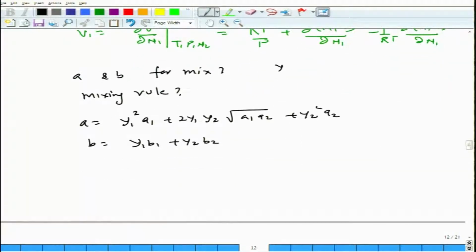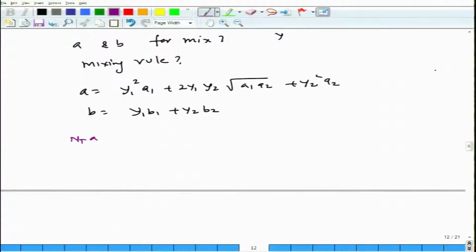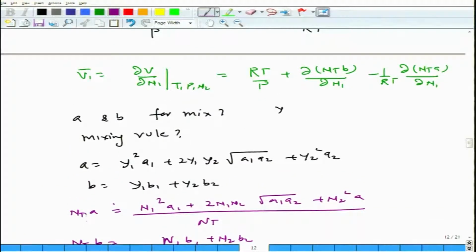Now, I can actually make use of this expression and calculate NT A and NT B. So, I can write NT A as N1 square A1 plus 2 N1 N2 A1 A2 plus N2 square A2, divided by NT, and NT B is N1 B1 plus N2 B2.